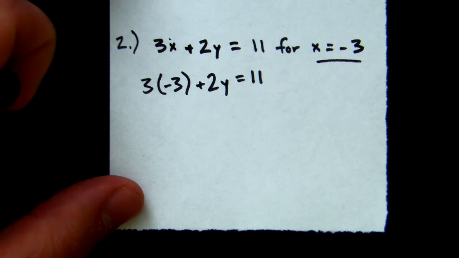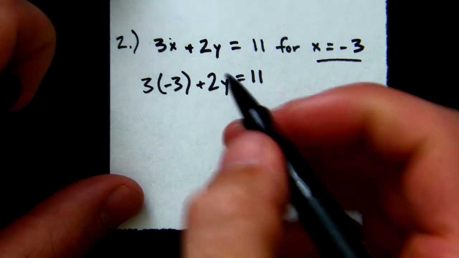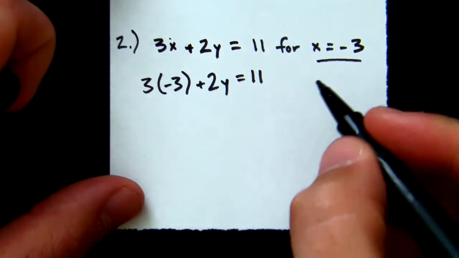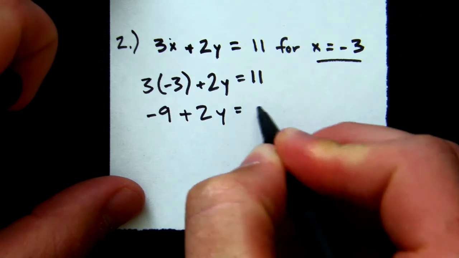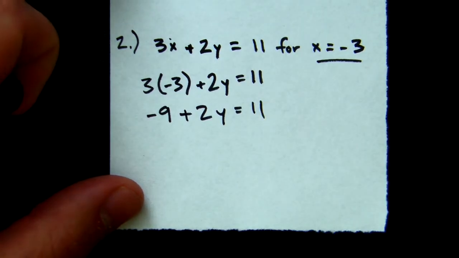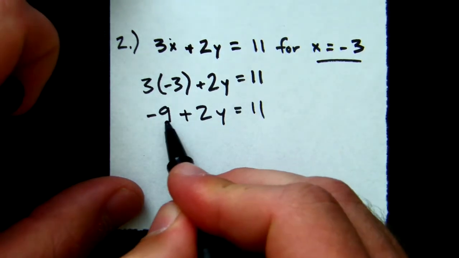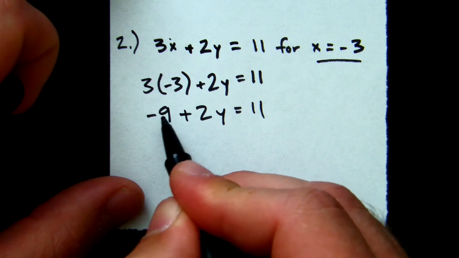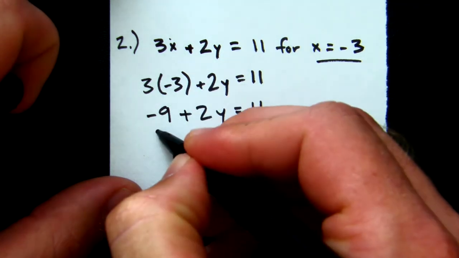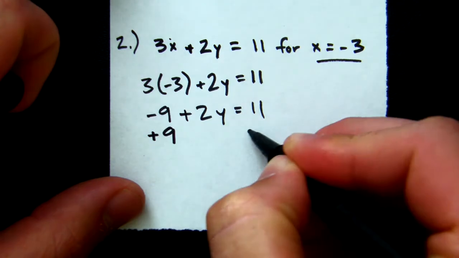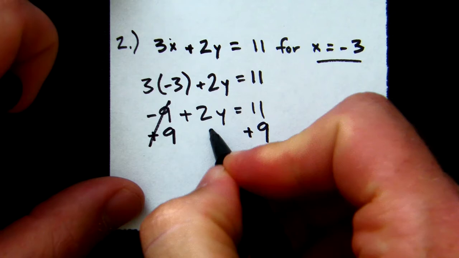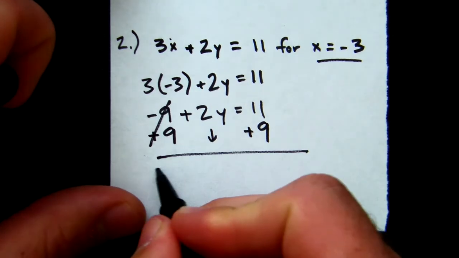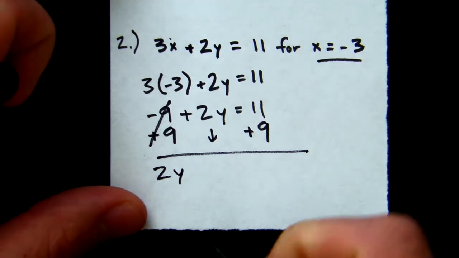Now we have to solve for y. And we have done this so much that this should be like the back of your hand. So we simplify 3 times negative 3 first, which is negative 9. We rewrite plus 2y equals 11. And now we can just solve for y. We want to move everything that doesn't have a y, which is the negative 9, to the other side. We move the negative 9 by opposite operation. So we're going to say plus 9. Whatever we do to one side, we do to the other. This cancels. We drop down our 2y just like this. It's a positive 2y. We always have to make sure we check that sign there.